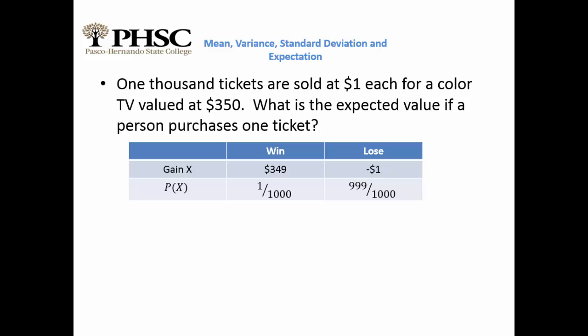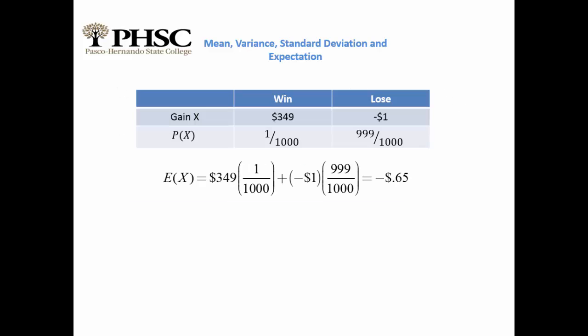So the probability that you'll win is 1 out of 1,000. The probability that you lose is 999 out of 1,000. So the expected winnings from this particular game is actually negative 65 cents. So if you play this game, chances are that you'll end up losing 65 cents.